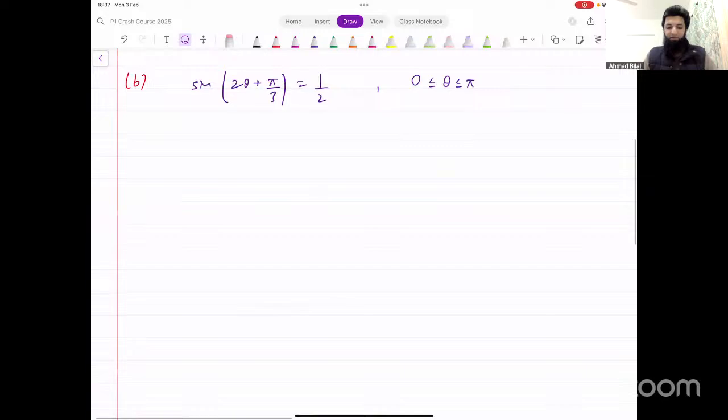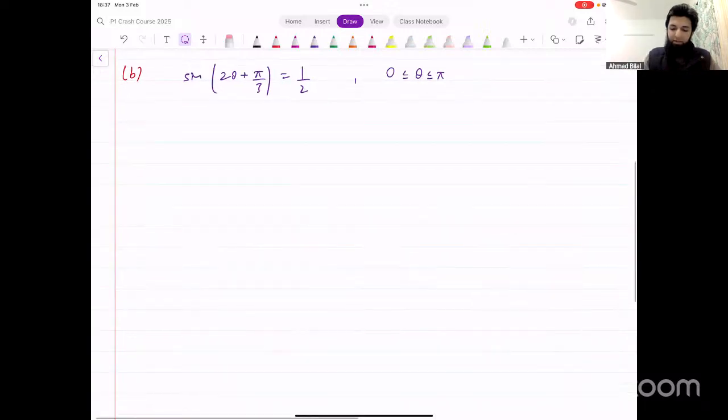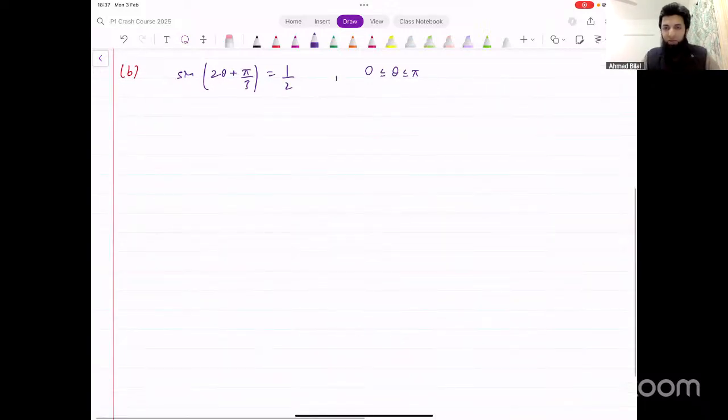All right, so this is the equation that we're solving. Sine of 2 theta plus pi over 3 equals 1 over 2, and theta is between 0 and pi.